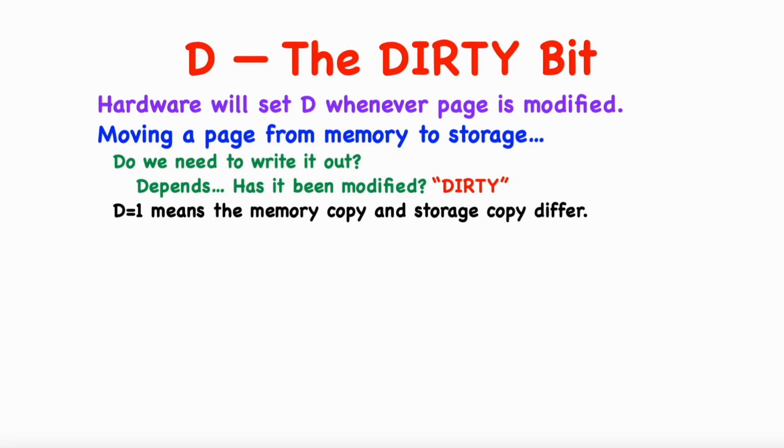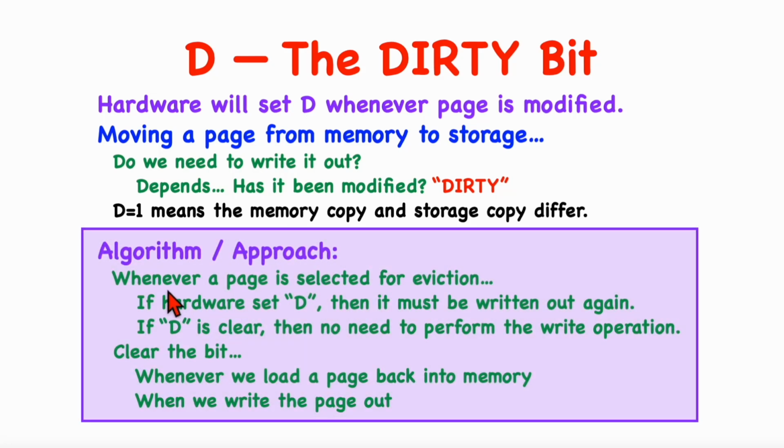Well, maybe, but maybe not. If the page has been modified while it was in memory, then yes, the new value must be written out to secondary storage before we can recycle the physical page it occupied and reuse it for something else. Whenever a page is selected for eviction, if the hardware has set the dirty bit, then that page must be written out to secondary storage.